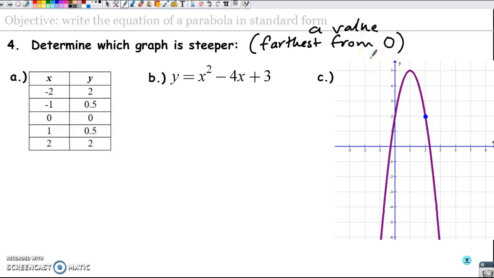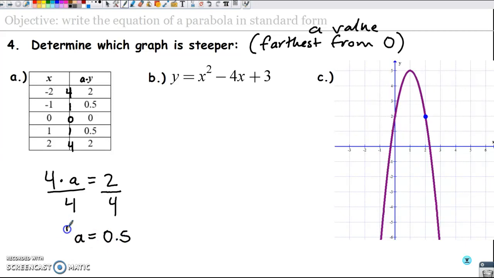Well, how do I determine the a value? In this one, you can see that I have a table of x and y values: -2, -1, 0, 1, 2. It says the y is 2, 1/2, 0, 1/2, 2. Normally we square it and get 4, 1, 0, 1, and 4. So 4 times a equals 2, because to get to this one, it's actually 8 times y. So to get the a value, you must divide by 4. What does a have to be? It's 0.5 or 1/2. So that is pretty close to 0. So right away I can think that a is probably not going to be the steepest one.